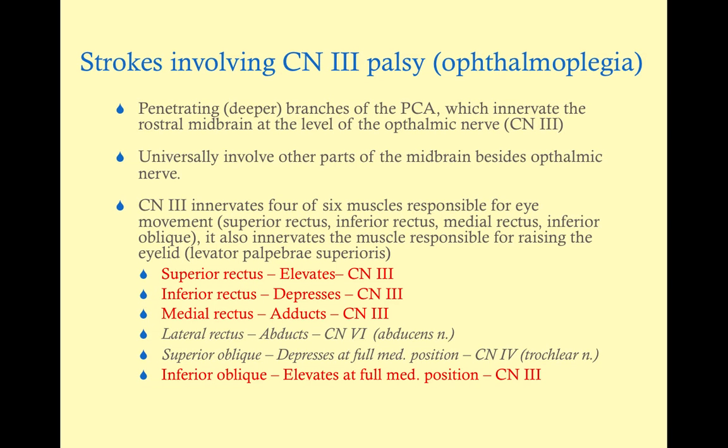Okay, let's talk about some strokes involving the oculomotor nerve. So the strokes involving the oculomotor nerve cause oculomotor palsy or ophthalmoplegia. The ones we're going to talk about, there are two of them, and they both involve the deeper branches of the PCA. So rather than having a stroke of the whole PCA, what you have here is a stroke of a particular penetrating branch of the PCA that innervates the rostral midbrain.